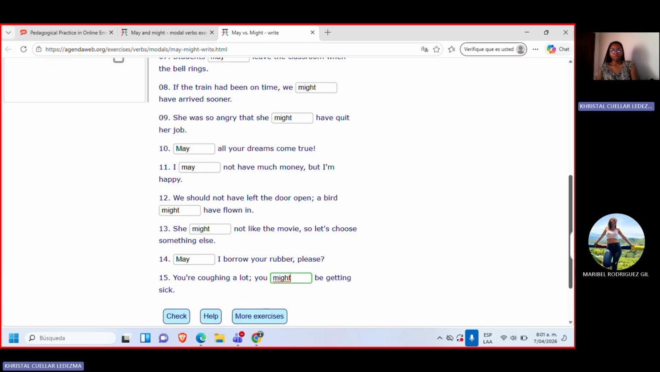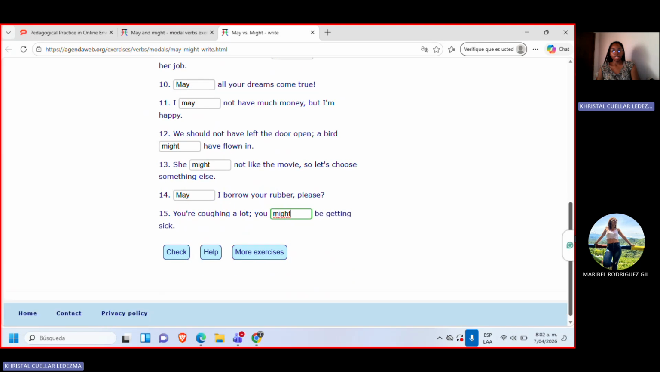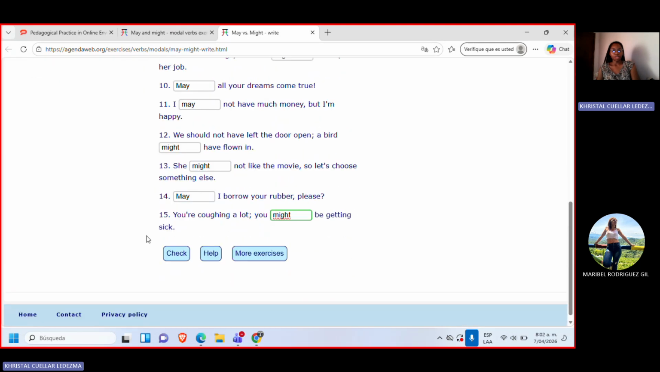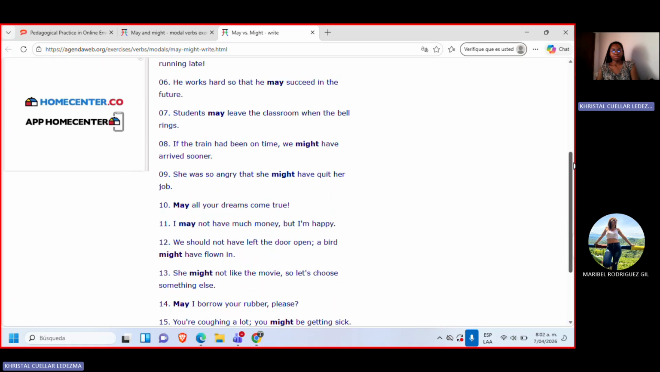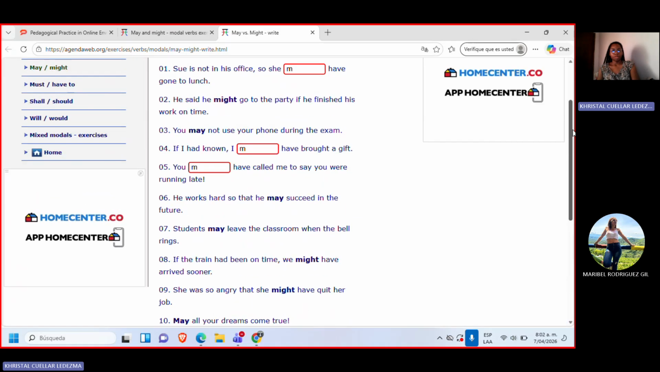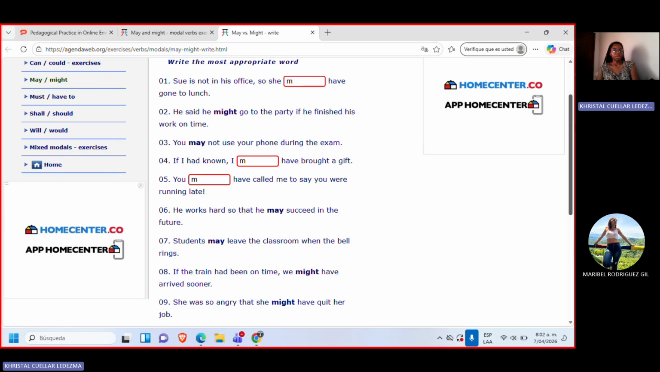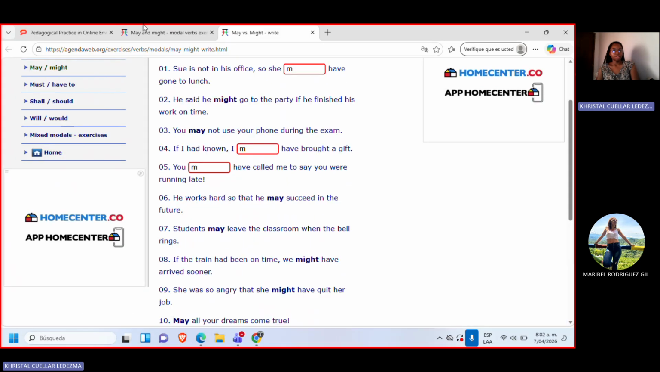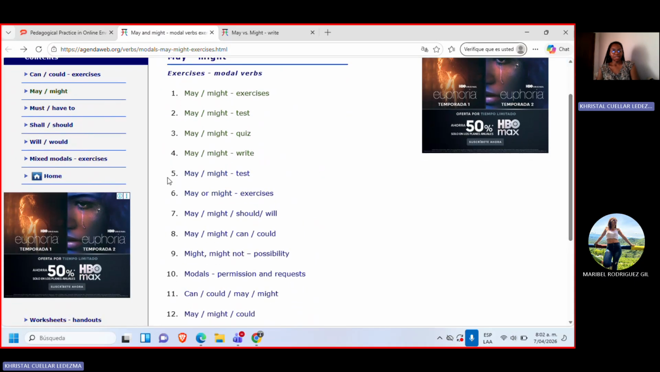So let's see how many we got. Remember that the point of this is that students can get it fully right. Okay, you see that 3 need to be changed. Okay, here we go with the next one. May and might test.